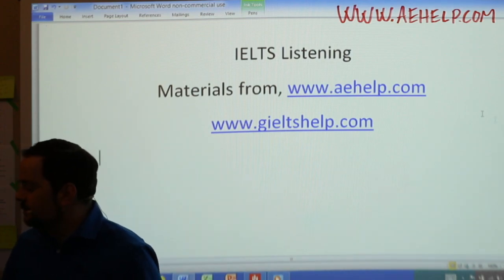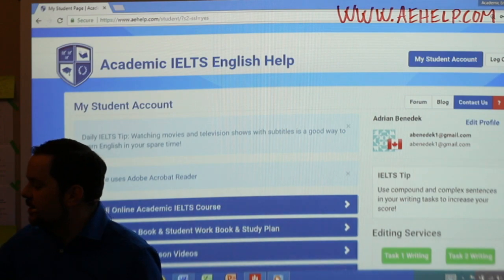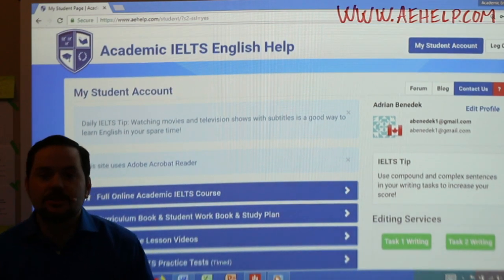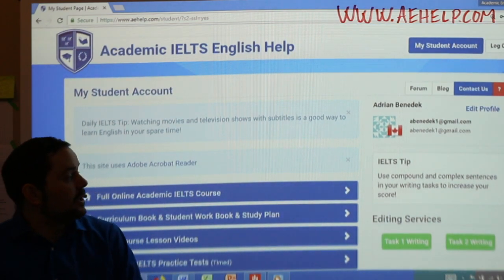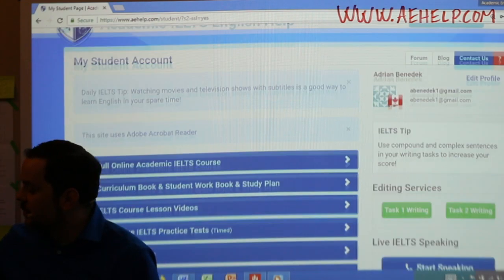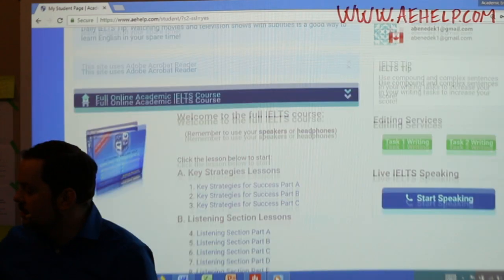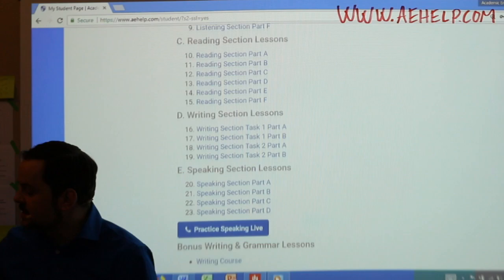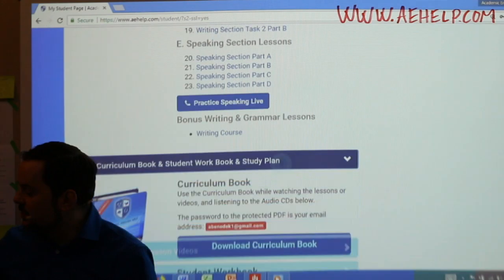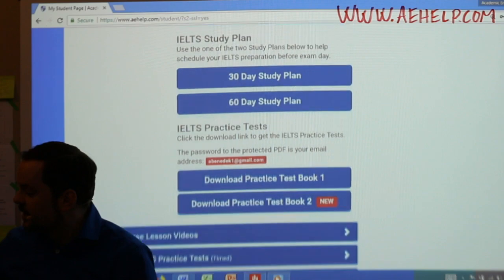Awesome. So again, the materials are coming from our website. So this is our website here for academic IELTS. General IELTS looks similar, but of course with general IELTS materials. When you go to our website, you have a full course that you can access here with lots of skills and strategies. Then you have 6 practice exams that you can download here with study plans.